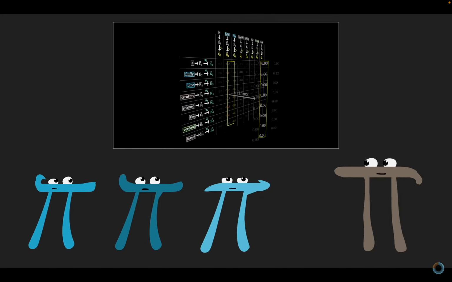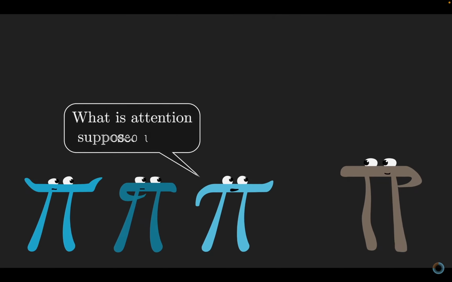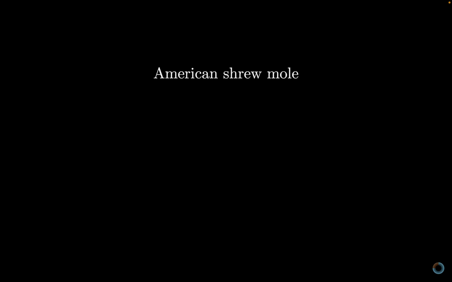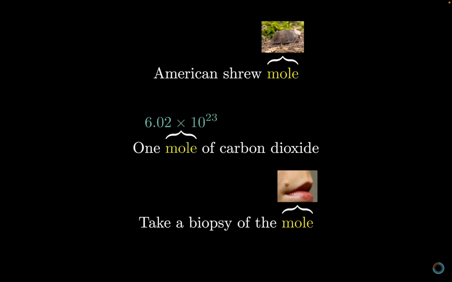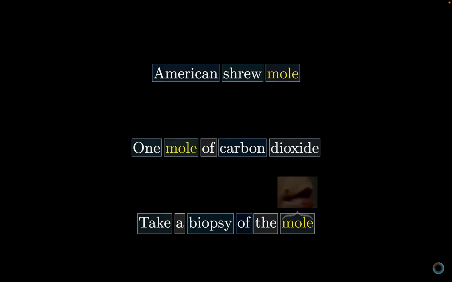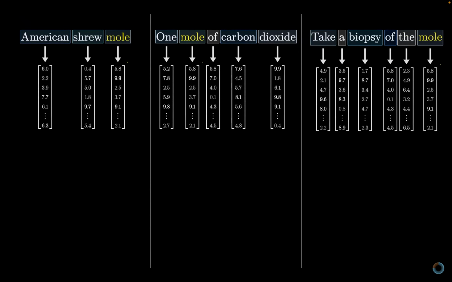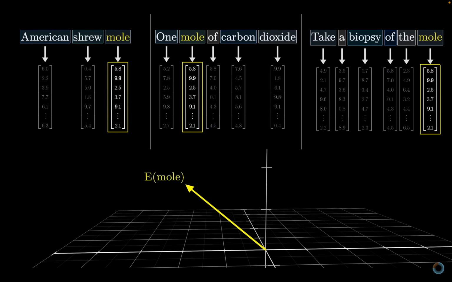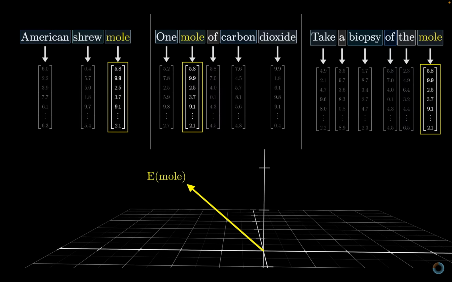I think that before we dive into the computational details and all the matrix multiplications, it's worth thinking about a couple examples for the kind of behavior that we want attention to enable. Consider the phrases American shrew mole, one mole of carbon dioxide, and take a biopsy of the mole. You and I know that the word mole has different meanings in each one of these, based on the context. But after the first step of a transformer, the one that breaks up the text and associates each token with a vector, the vector that's associated with mole would be the same in all three of these cases, because this initial token embedding is effectively a lookup table with no reference to the context.